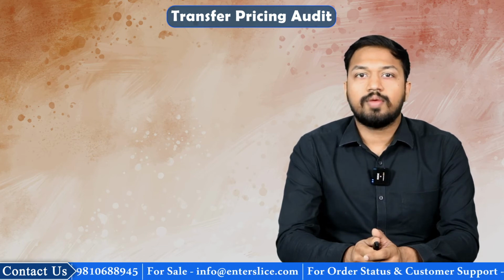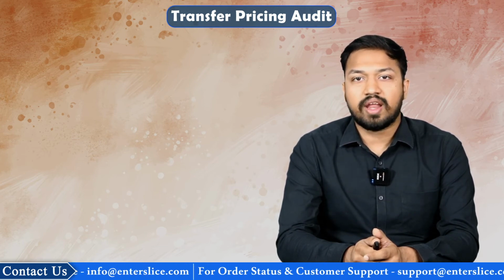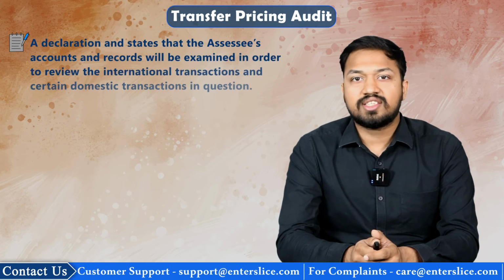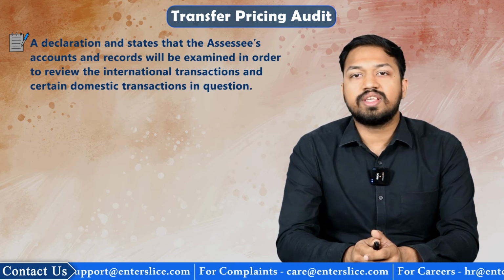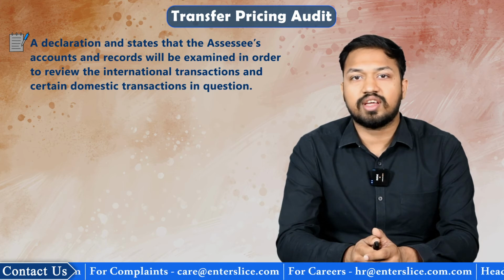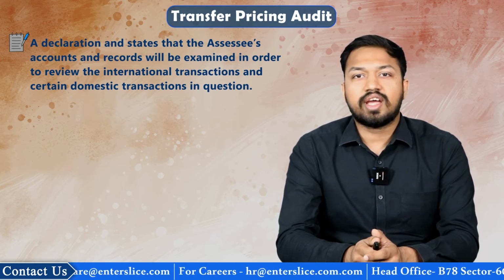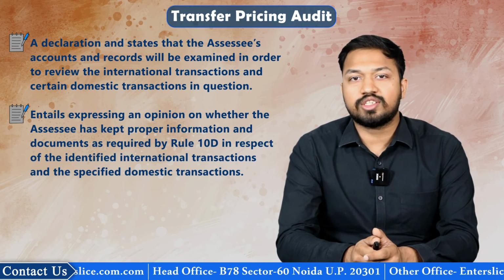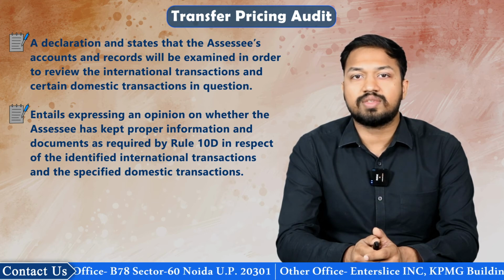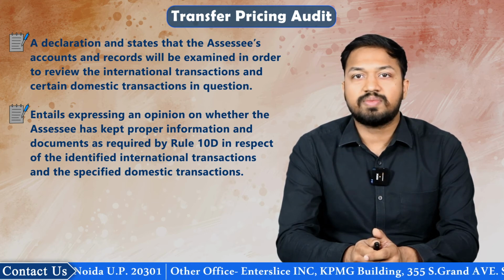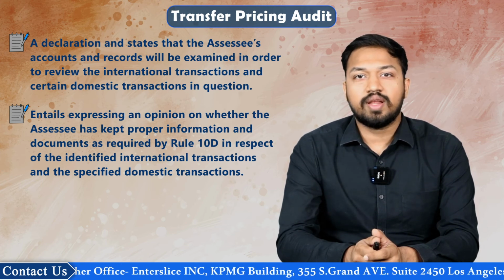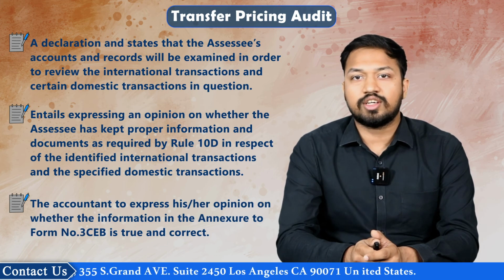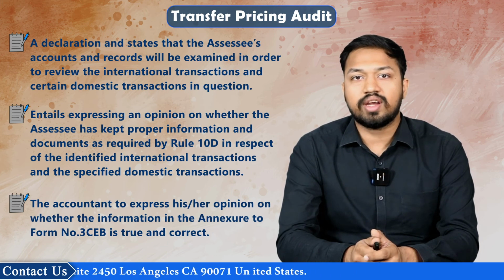The report of transfer pricing audit is divided into 3 paragraphs, each of which deals with a different topic. The first paragraph includes a declaration and states that the assessee's accounts and records will be examined in order to review the international transactions and certain domestic transactions in question. The second paragraph entails expressing an opinion on whether an assessee has kept proper information and documents as required by Rule 10D in respect of the identified international transactions and specified domestic transactions. The third and final paragraph requires the accountant to express his or her opinion on whether the information in annexure to Form number 3CEB is true and correct.